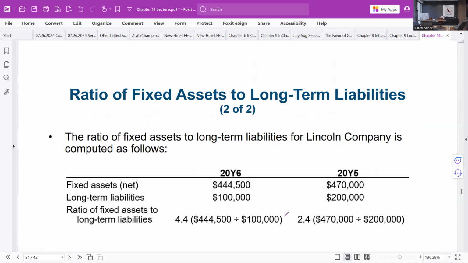More is always better. And you can see the improvement here from year five to year six, from 2.4 to 4.4. But again, all we're doing is measuring the ratio of assets to debt. Just divide the debt to the assets, and we've got this ratio of 4.4.